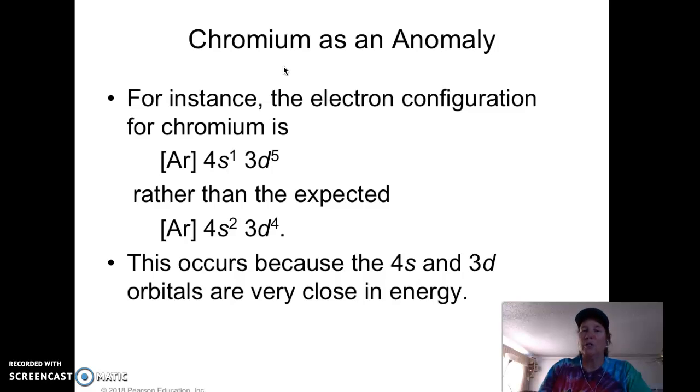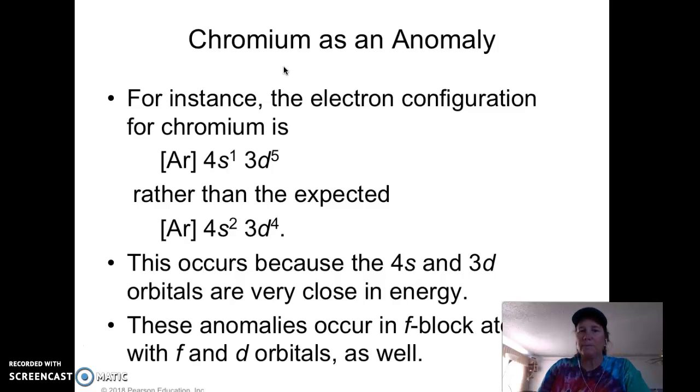Okay, so this occurs again because the 4S and the 3D, their energies are pretty close, so they can jump around. But again, we're not going to worry because I don't expect you to memorize all the electrons that don't follow the rules. Okay, there's lots of abnormalities when you get the F blocks and the Ds. So again, we're just going to go in the order of the periodic table. We are not going to worry about the crazy ones. Okay, so you know, keep that in mind.